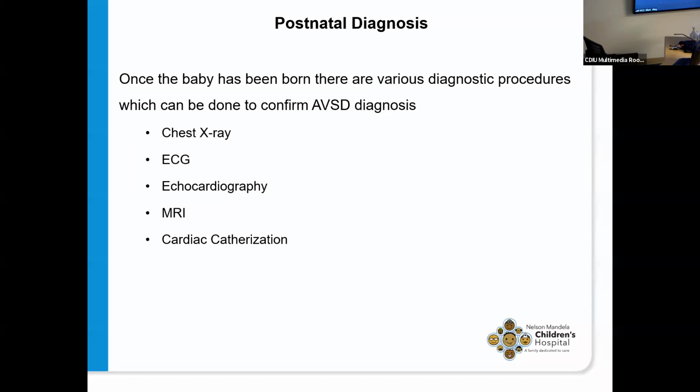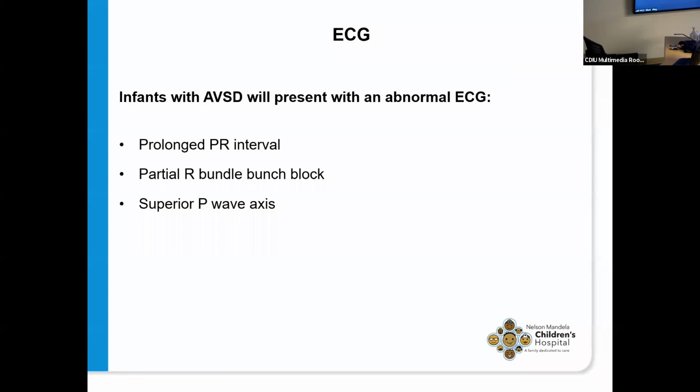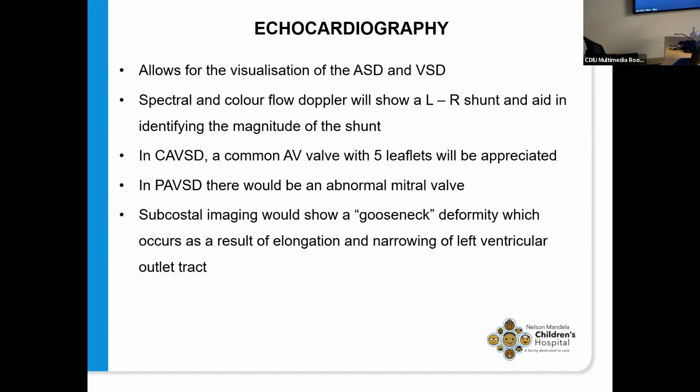On chest X-ray, a patient would be found to have cardiomegaly and increased pulmonary vascular markings as seen on the picture depicted below. They could also be found to have an enlarged right atrium and a prominent pulmonary artery. On the ECG, they'll present with an abnormal ECG with prolonged PR intervals, partial right bundle branch block, and superior P wave axis. The echo allows for the visualization of the ASD and the VSD.